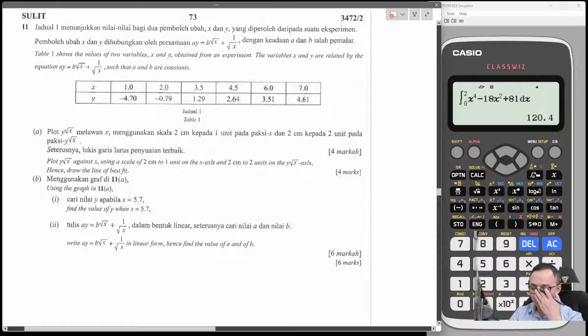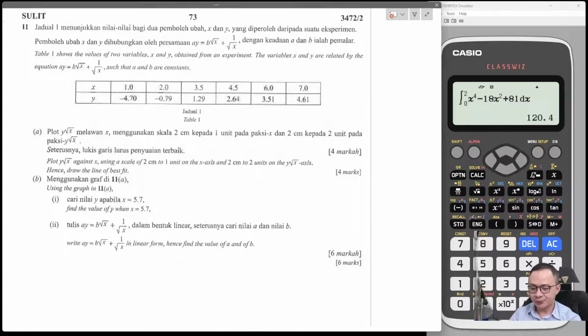Okay, so this one. Linear law, I'm not going to plot, but I will teach you as usual. So they ask us to plot y squared x, again the x, isn't it?